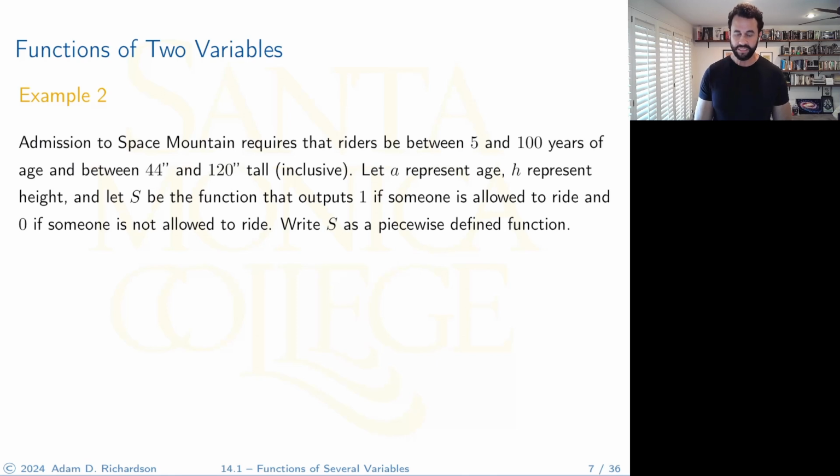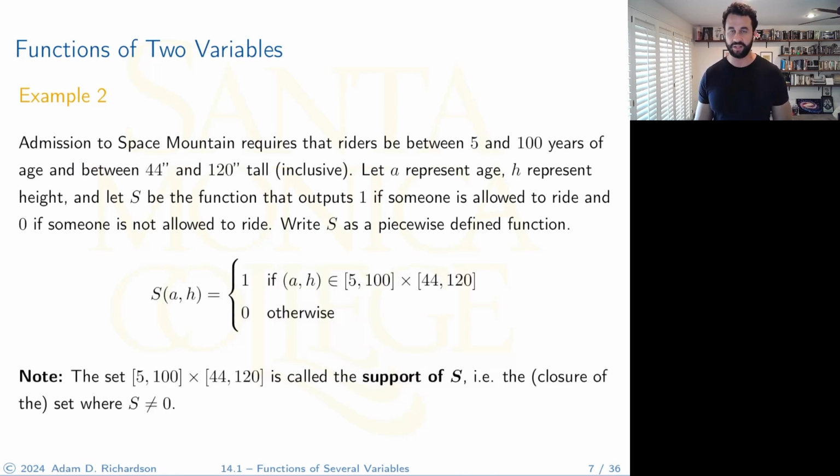All right, here we go. So this is an example of what it can look like. So here is our function S of a comma h, and it's a piecewise defined function. So it's 1 if some conditions are met, and it's 0 if those conditions are not met. So here's one way you could describe it. You could say that the function S of a comma h spits out the number 1 if the point a comma h is an element of this region in the plane.